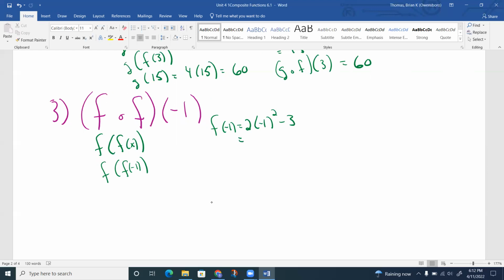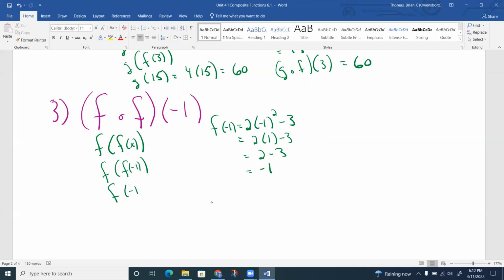So then we perform the order of operations. Negative 1 squared would be 1. 2 times 1 minus 3. We have to multiply, 2 minus 3 now. And 2 and a negative 3 becomes then this negative 1. So f of negative 1 becomes then negative 1.